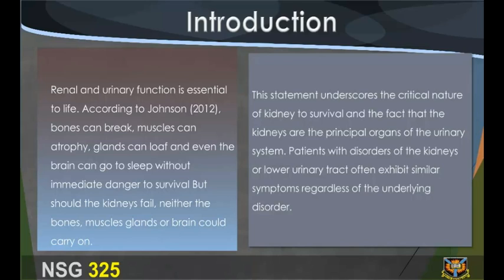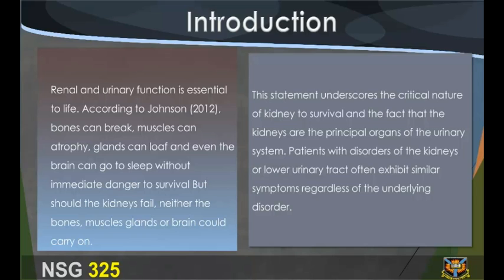According to Johnson 2012, bones can break, muscles can atrophy, glands can lose function, and even the brain can go to sleep without immediate danger to survival. But should the kidney fail, neither the bones, muscles, glands, nor brain could carry on. This statement underscores the critical nature of the kidney to survival and the fact that the kidneys are the principal organs of the urinary system.